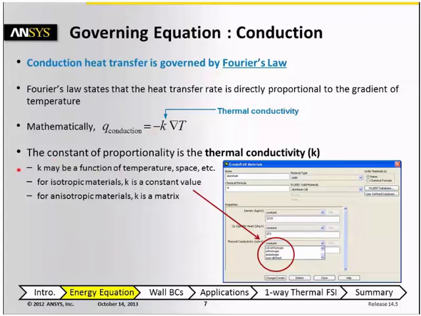The thermal conductivity can be defined in the Materials panel for both fluids and solids, and it can be a function of temperature or space or other things if you use a user-defined function. If a material is isotropic, then the thermal conductivity has a constant value, but for anisotropic materials such as composites, the thermal conductivity can be a matrix.